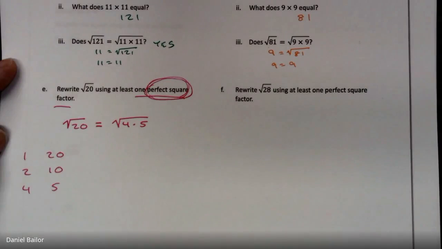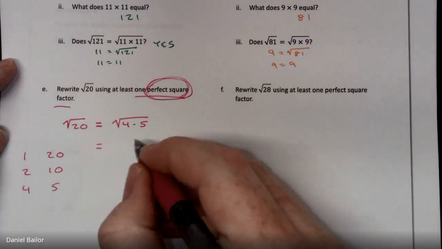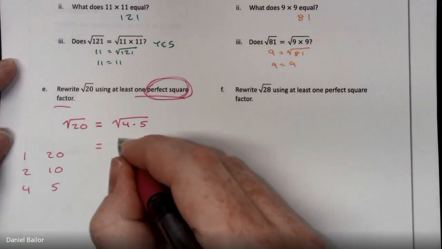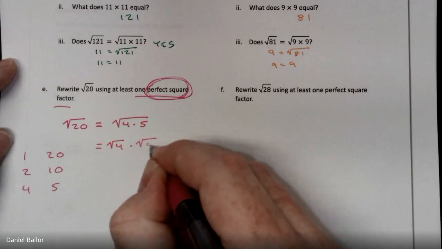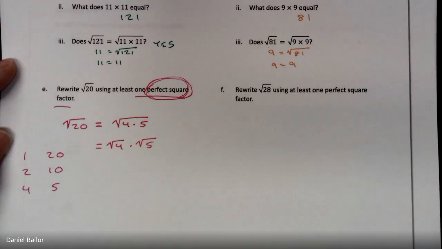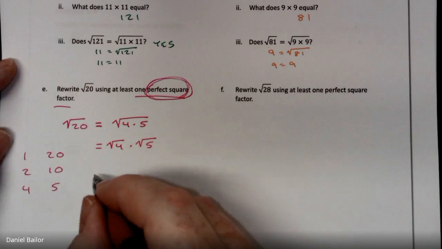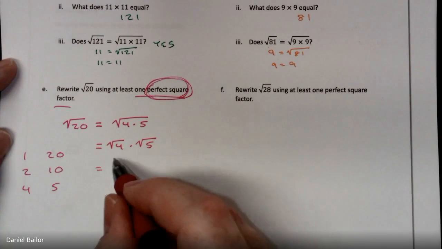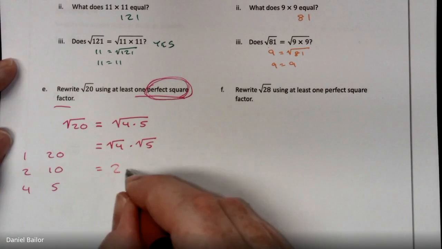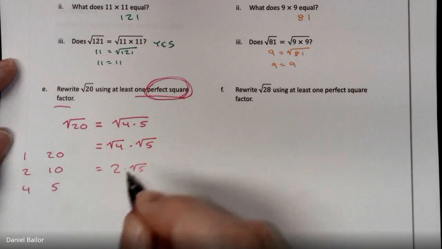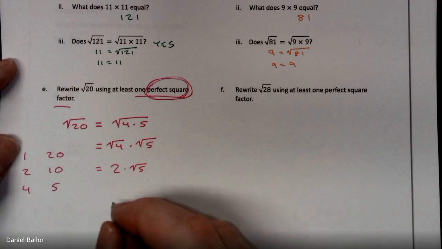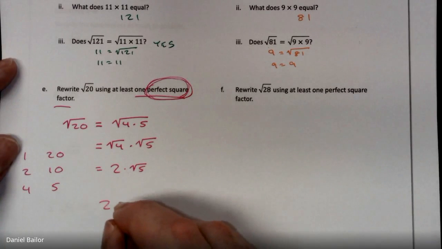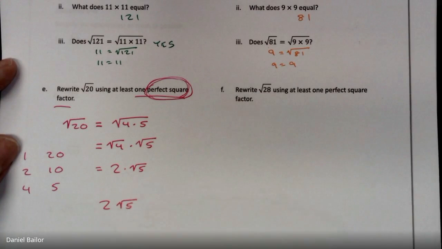And remember this, like I told you in your notes, instead of doing the square root of both of them together, I can do the square root of them separately, like that. And then I know 4 is a perfect square. The square root of 4 is 2. So that is simplified now. The answer is 2 times the square root of 5.